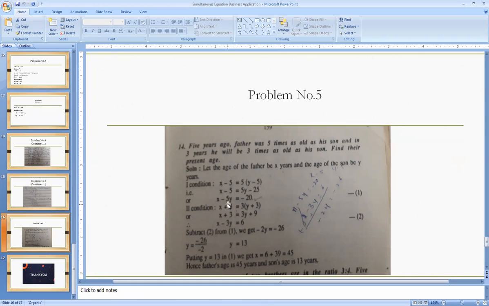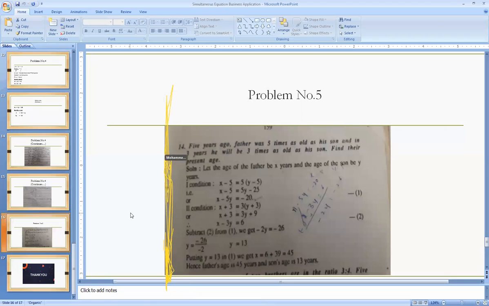We have to remove the brackets and calculate the values. The 5y we have shifted to the left side, it becomes minus. This minus 5 we are shifting to the right side, it will become plus 5. So minus 25 and plus 5, the value is nothing but minus 20. The equation we got is x minus 5y equals minus 20.